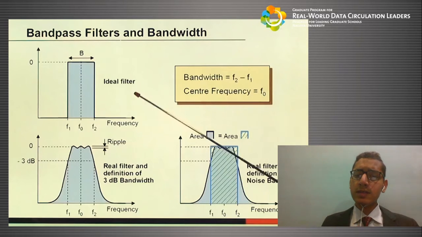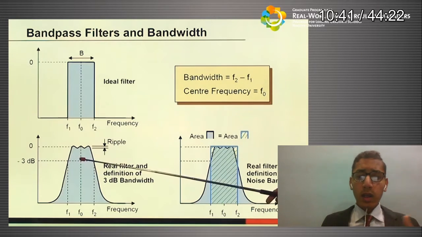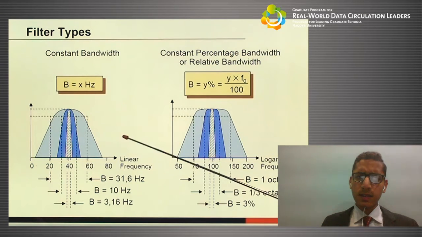Now, these are two different definitions of the bandwidth that are used. Now, why do we use them and how do we use them? Let's discuss it. Now, first we have filter types.